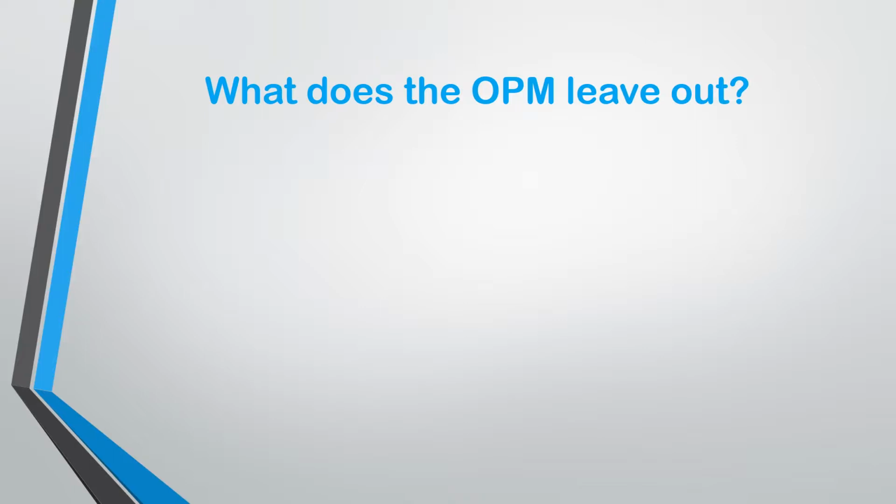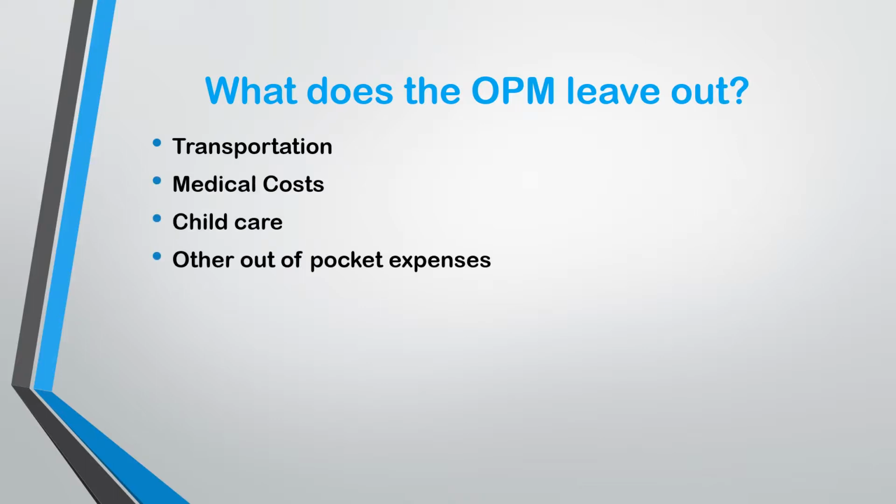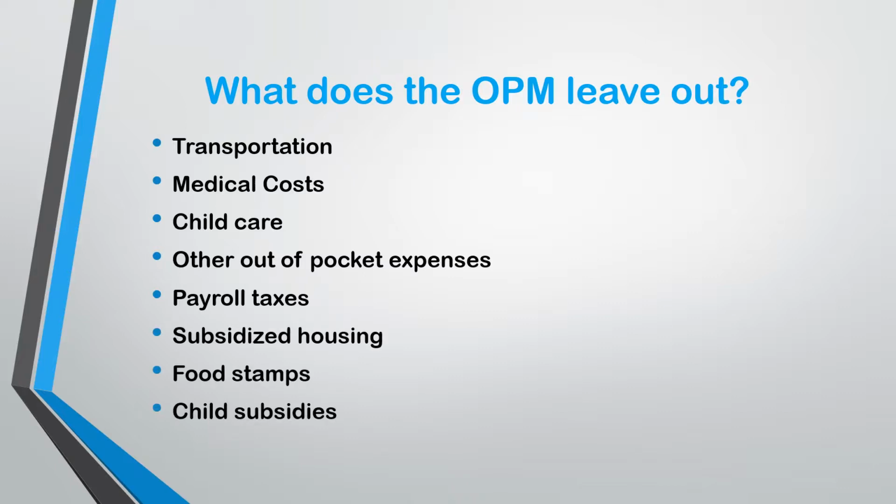The OPM does not account for expenses pertaining to transportation, medical costs, childcare, other out-of-pocket expenses, or payroll taxes. In addition, the OPM does not account for subsidized housing, food, childcare, or utilities, all of which factor into a family's real income. All of these factors may lead the official poverty measure to seem like a very inaccurate way to determine if a family is impoverished. However, it becomes a good measurement tool when compared to the SPM and even the capabilities approach.